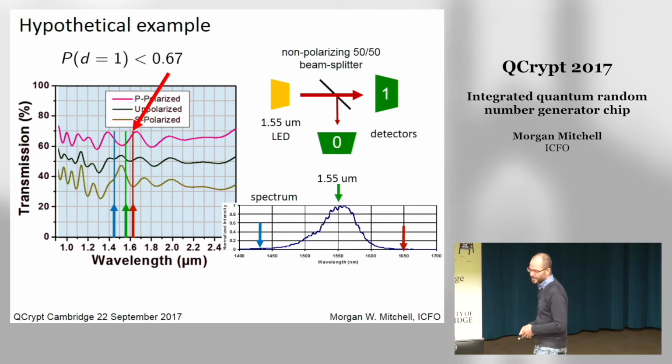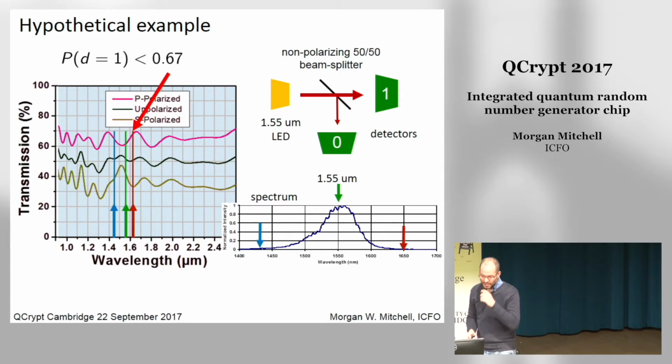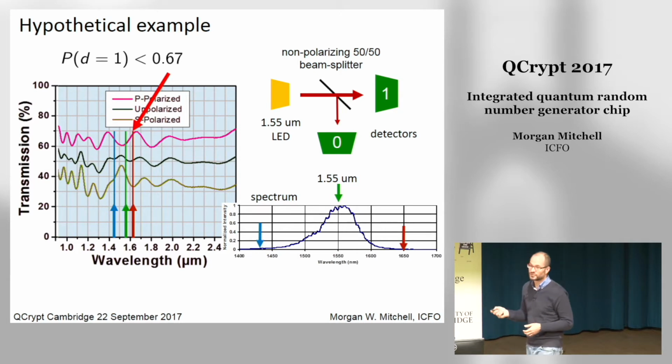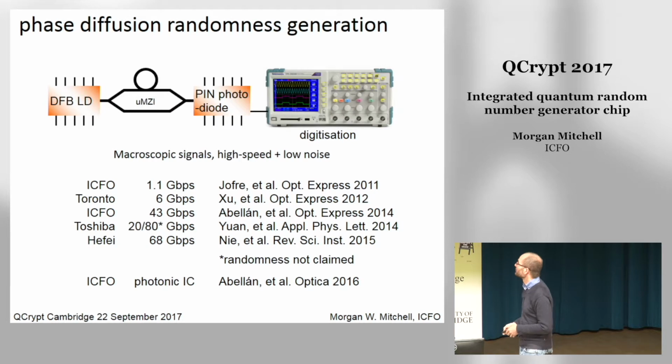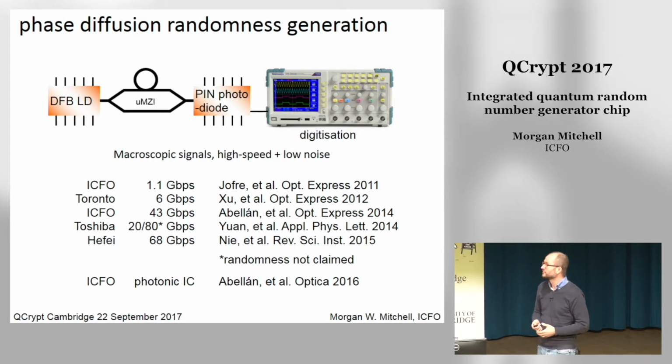Okay, so this is the method. So far as I know, no one has done this for a photon splitting beam splitter, but in principle, you could do it. Okay. So why don't we do it? We don't do it because there are much more interesting methods for generating quantum random number generators.